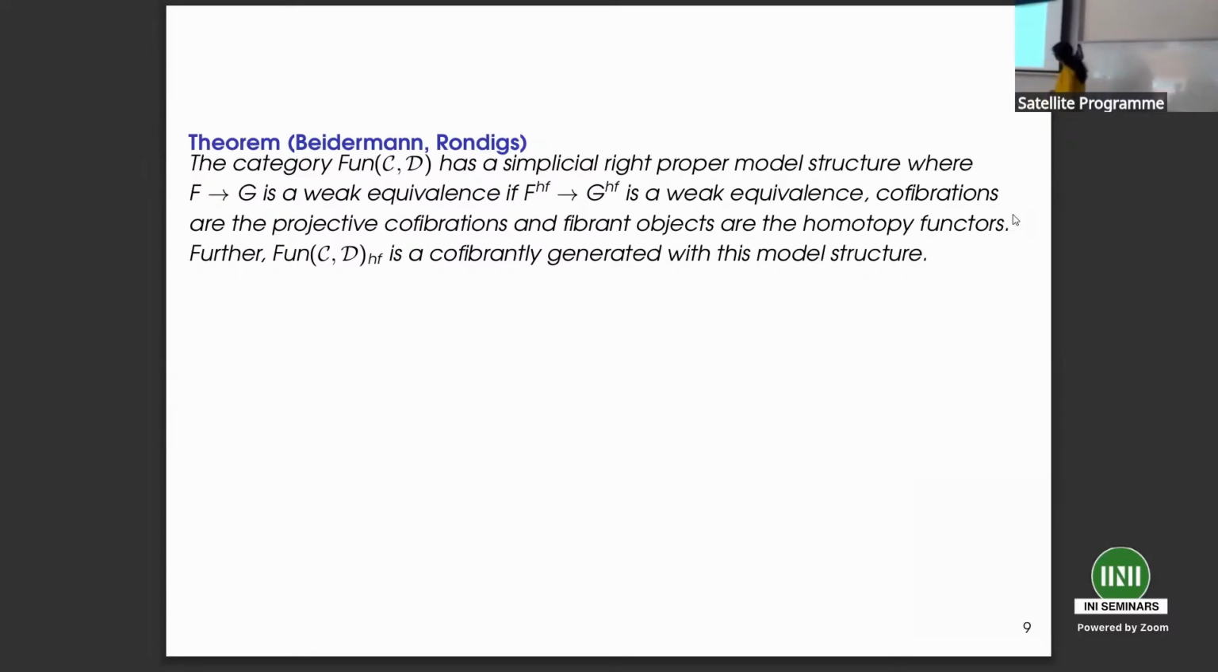What Biedermann and Chorny prove is that the category Fun(C, D) has a simplicial right proper model structure, using Gauss-Fields theorem, in which two functors F and G are weakly equivalent if their fibrant-replaced versions induce a weak equivalence, and the fibrant objects are exactly the homotopy functors. By homotopy functors, which we have used several times, I mean a functor which preserves weak equivalences.